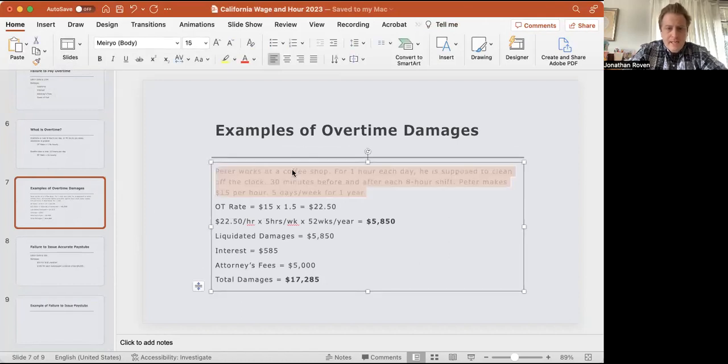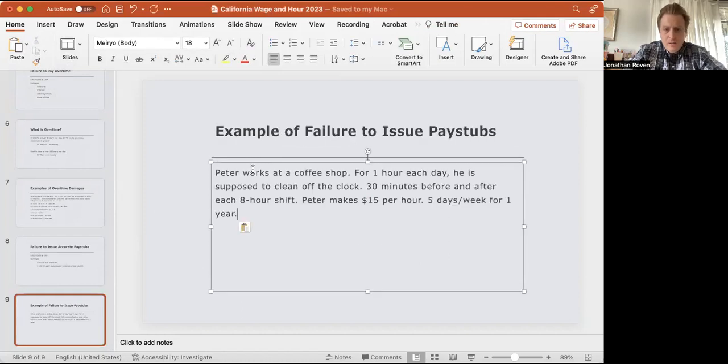Let's use this example again. Peter works at a coffee shop, and he has unpaid 30 minutes before and after. Peter gets paid bi-weekly. The hours and wages are inaccurate.